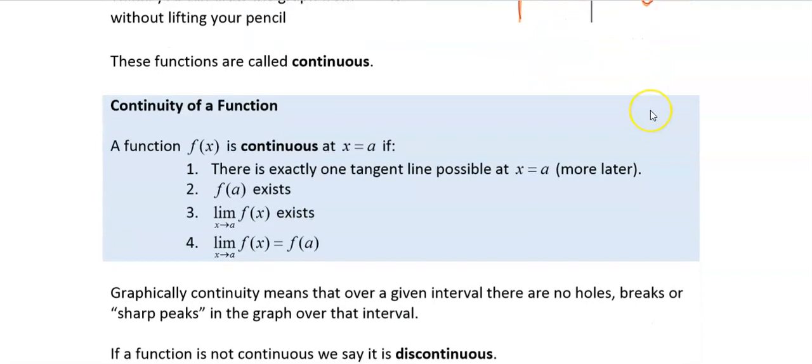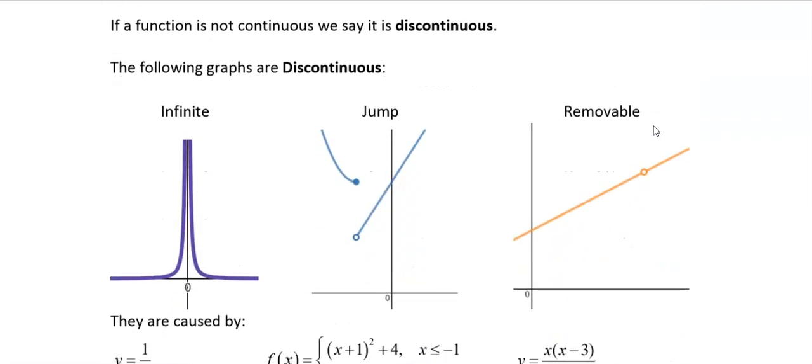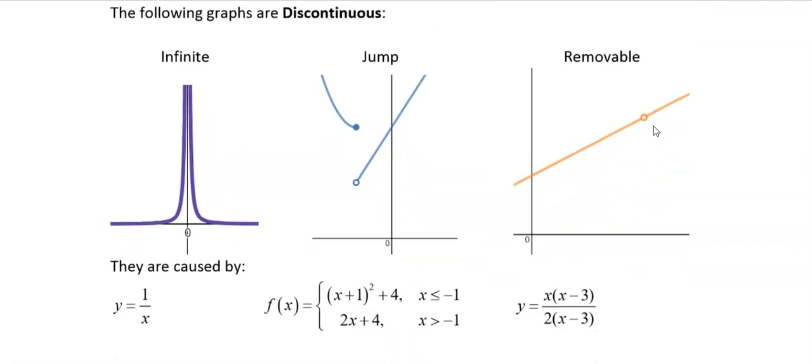Here is an algebraic definition of what we mean by a continuous function, although you won't be tested on this. This goes a little more in depth than what you really need for this course. All you need to remember is a continuous function doesn't have any breaks or gaps in it. Here are different kinds of discontinuities that you could have in a function. These graphs are discontinuous. If you look at them carefully, you can see that there are breaks or holes. There are places where you would not be able to just make a nice continuous curve with your pencil.